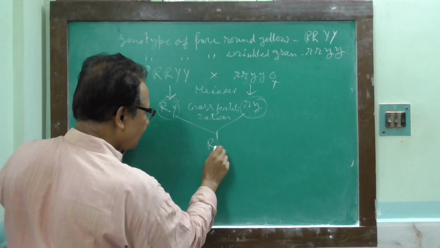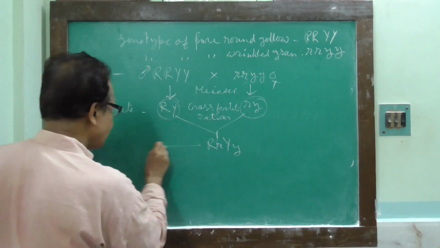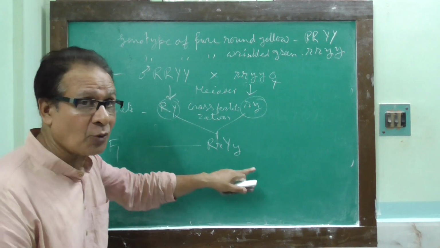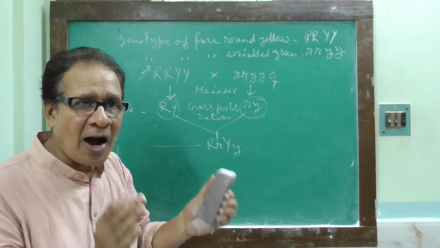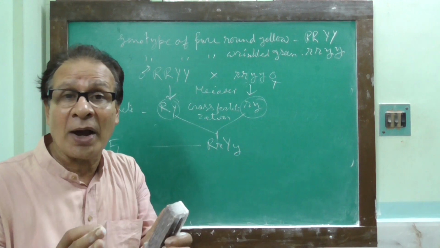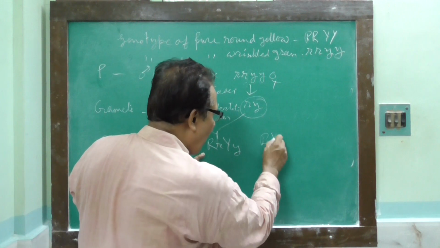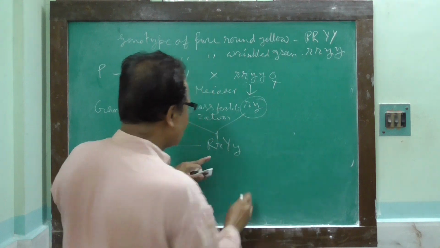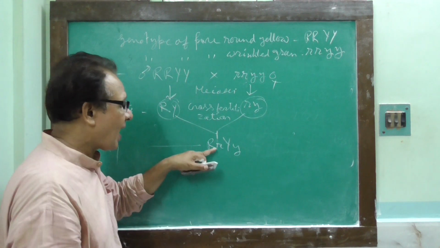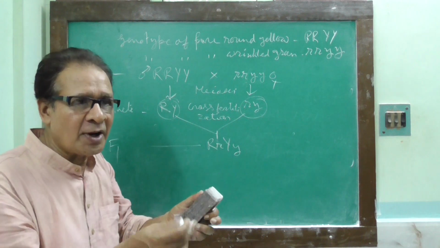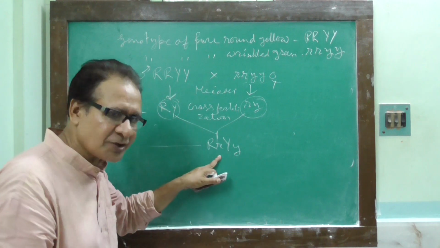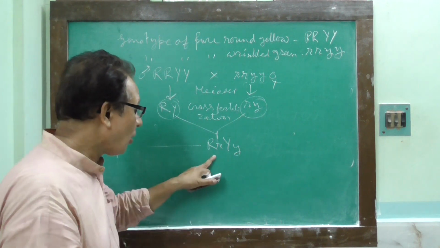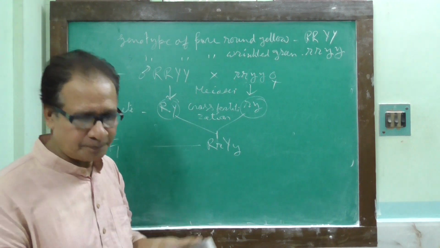So capital R, small r, capital Y, small y, F1. Here, you write R and R together, Y and Y together, never R, Y in such a way, small r in such a way, because these are the homologous chromosomes. When R and R come together in the zygote, they form pairing. So write it in such a way in F1. In F1 he obtained plants and seeds, all round yellow.